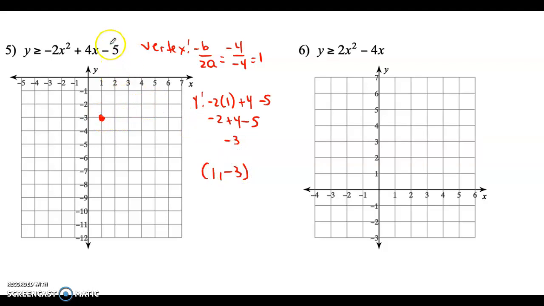And then my y-intercept again is going to be my c. So it's 0, negative 5. And again, this is my axis of symmetry. So whatever's on one side of the vertex will be on the other. So now go on the other side.